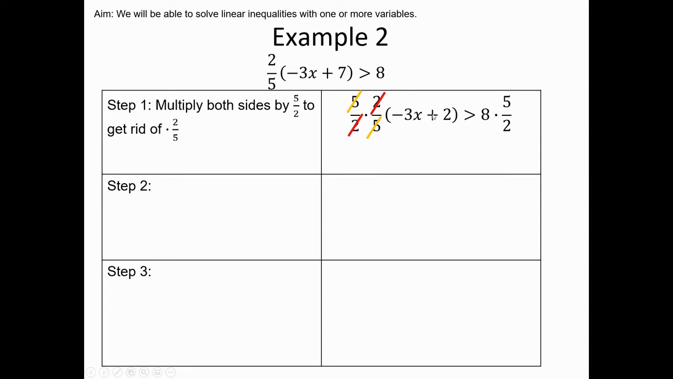And so what's left of the parentheses, because our whole goal is to get rid of 2 over 5, is negative 3x plus 2. Now what's on the right side, that still looks a little complicated. People don't like fractions. So let me review with you real quick, guys, multiplying with fractions.